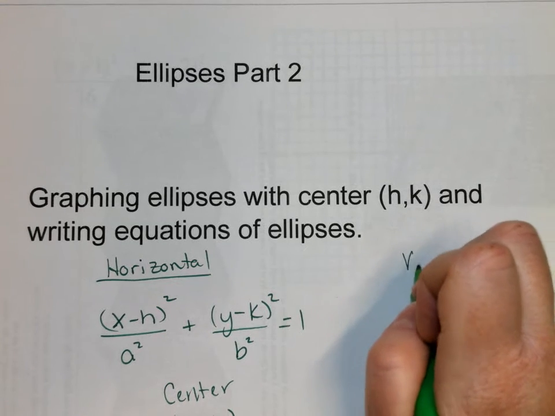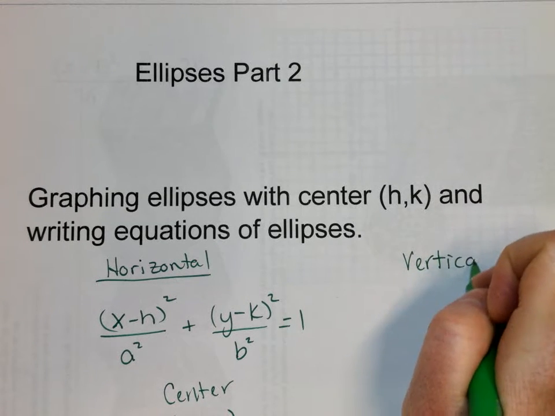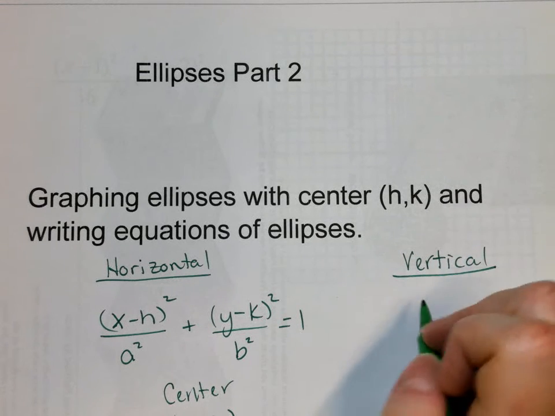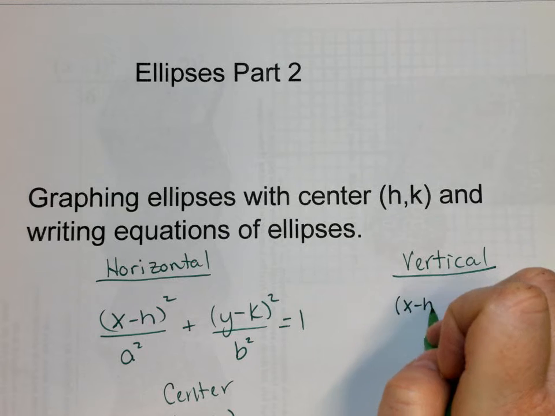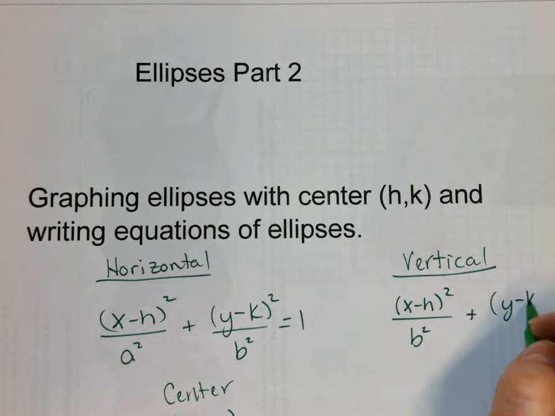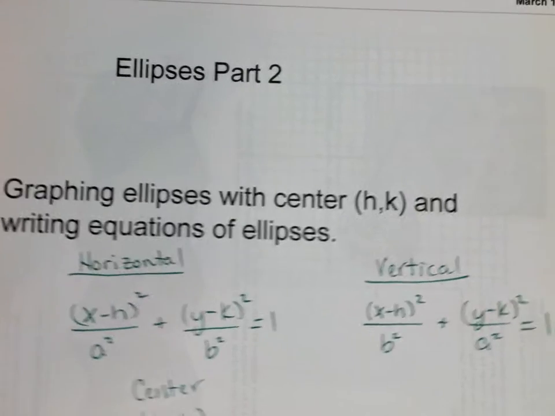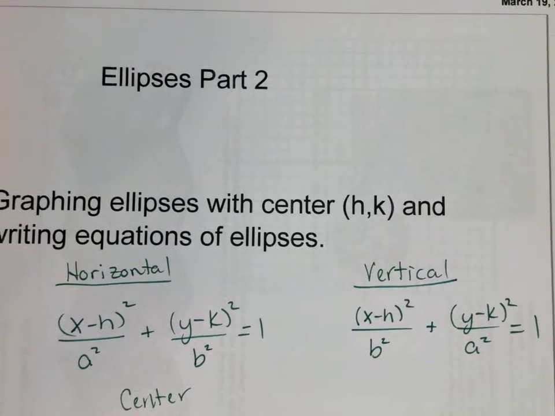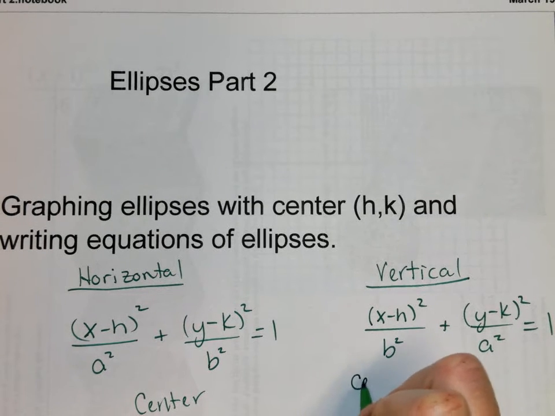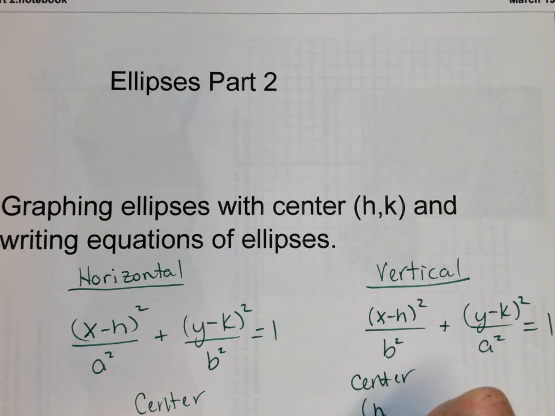If we want a vertical ellipse, we're just going to switch our a and b just like we did before. So I still have (x minus h) squared over b squared plus (y minus k) squared over a squared equals 1. Again, our center is at (h, k).